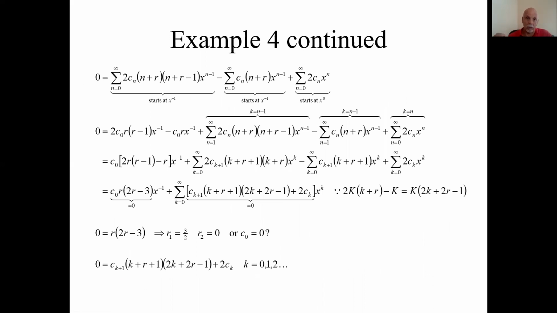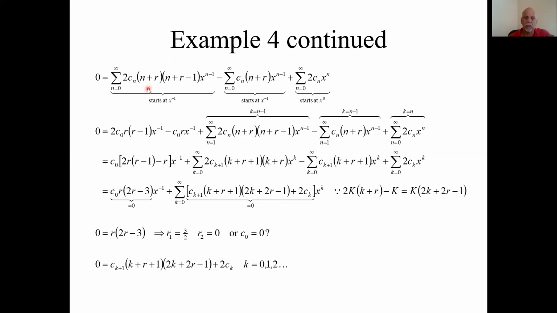Now we do it like power series: see what power of x each sum starts at, because we want to start them all at the same power. This guy starts at x to the minus 1. This guy starts at x to the minus 1. And this guy starts at x to the 0. So to get them all to start at the same one, we want them all to start at x to the 0 in this case.